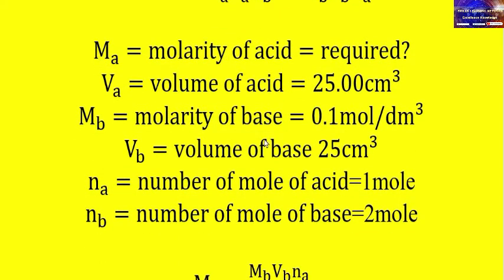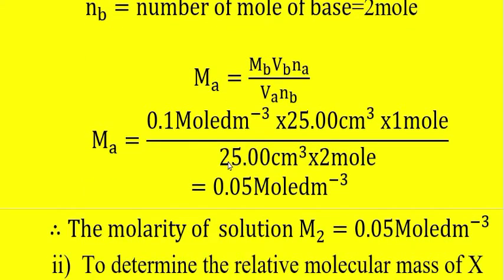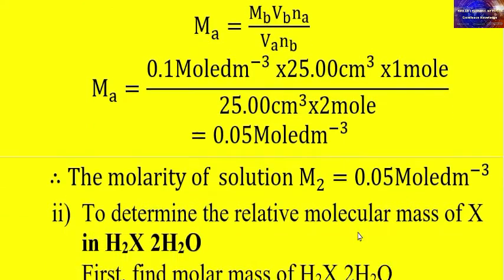Molarity of acid is required, volume of acid after titration is 25, molarity of base is 0.1, volume of base is 25, number of moles of acid is 1 after balancing the chemical equation, and the number of moles of base is 2. Molarity of acid, when you equate it to the formula, is that one. Do you see? That is our calculation. The molarity of solution M2 is equal to 0.05.